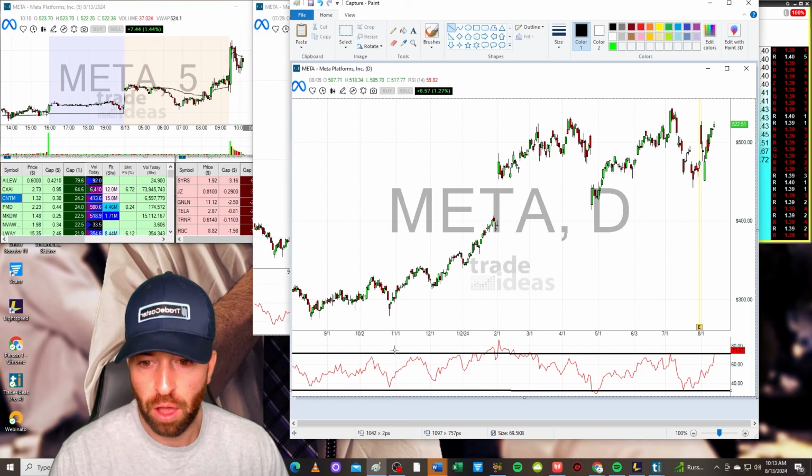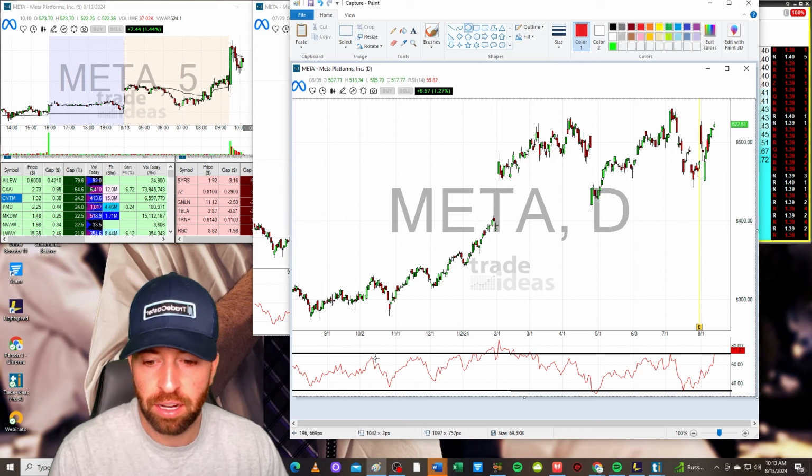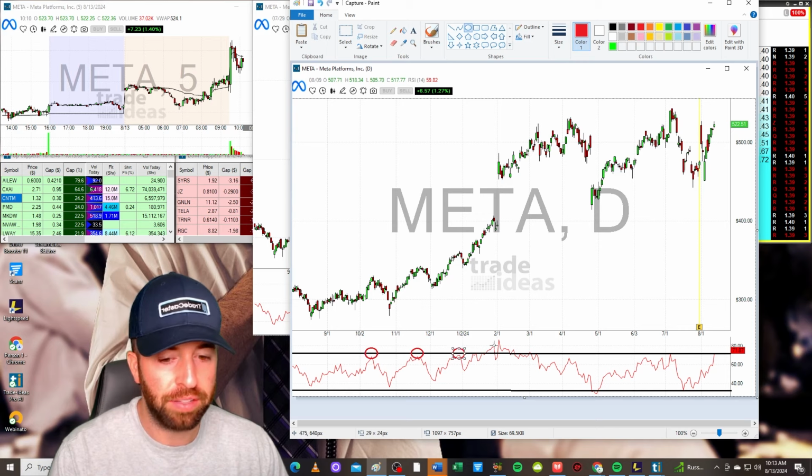When we are overbought, let's put it in red here. Here's an area of near overbought, and here are areas where we are considered overbought.